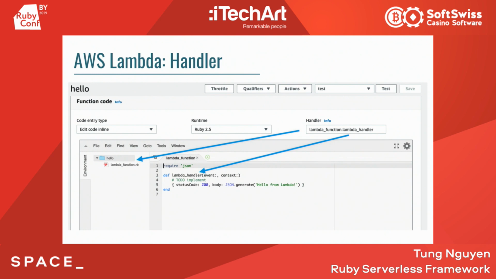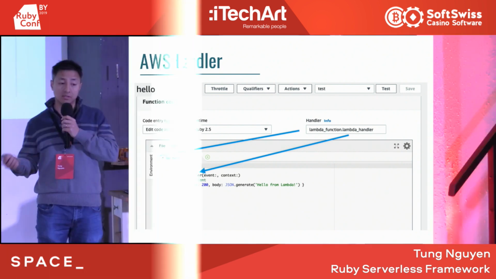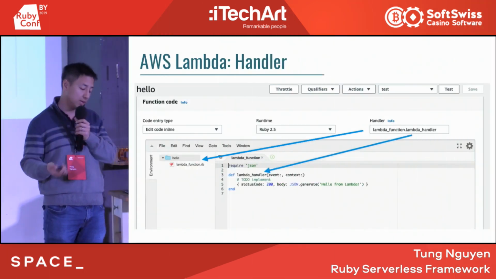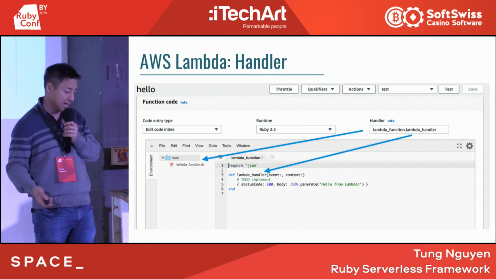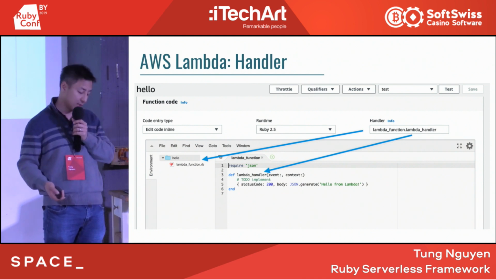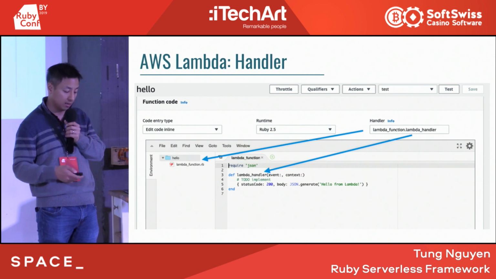And I want to point out the handler up there. There's 2 parts to it. There's a Lambda function part, which basically represents the file name. And then there's the second word, which is Lambda handler, which represents the Ruby method within your file. And then that Lambda handler has to take a certain signature, which has 2 keyword arguments, basically event and context. And then that's returning a hash structure with status code and body.